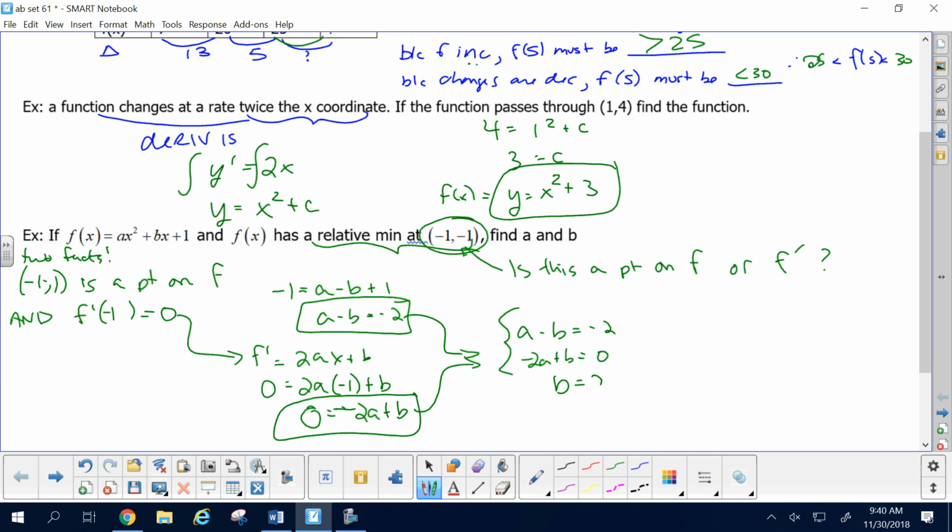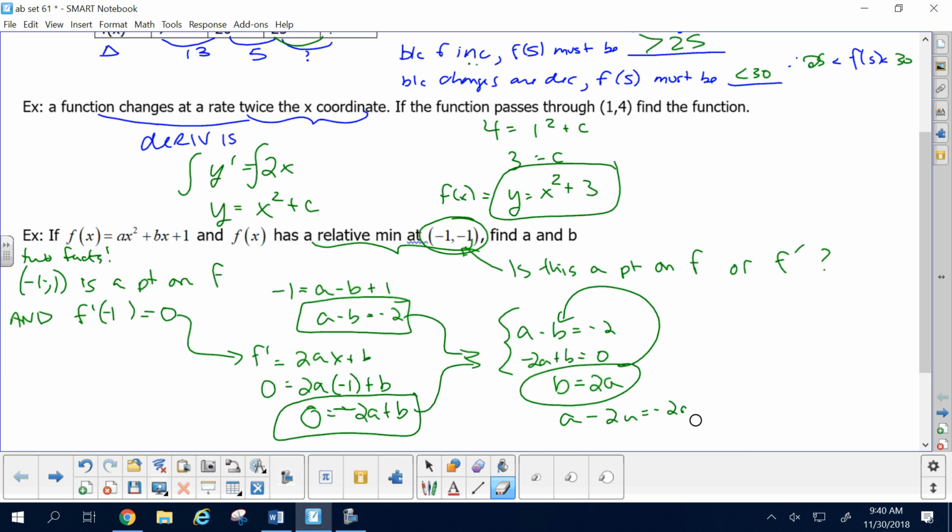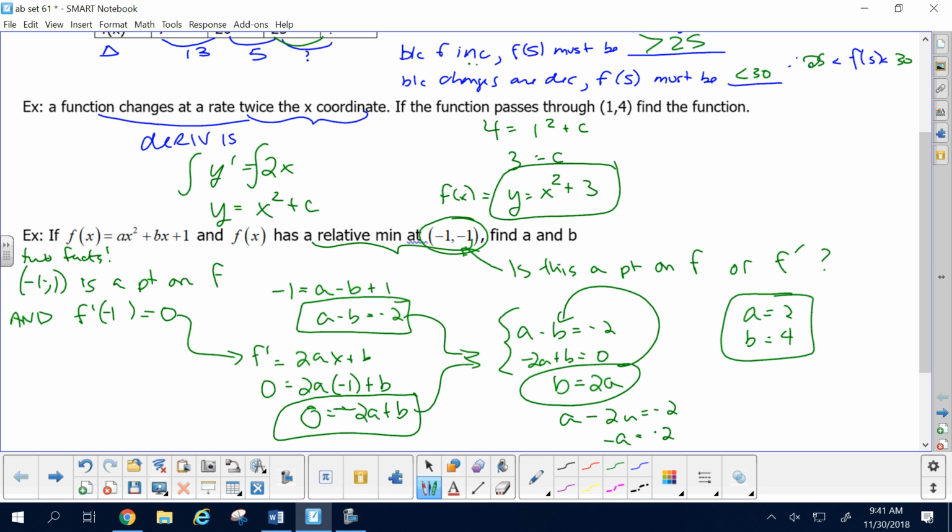b is 2a. Do you agree? And so if you use substitution, it works very nicely. You get a minus 2a equals negative 2, which implies that negative a is negative 2. So a is 2. If a is 2, then b must be 4, because b is twice a. So our equation, actually it didn't say write the equation, it just said find a and b. So I guess, make sense? Okay.